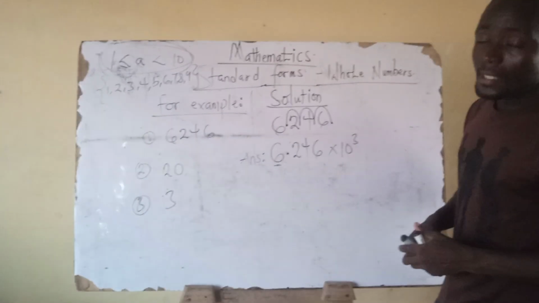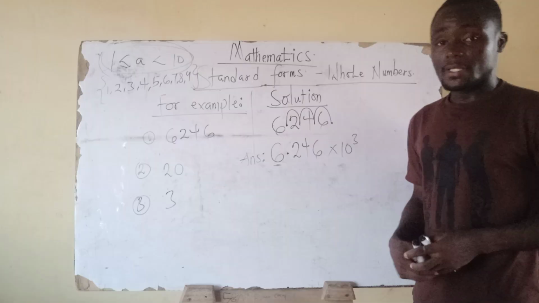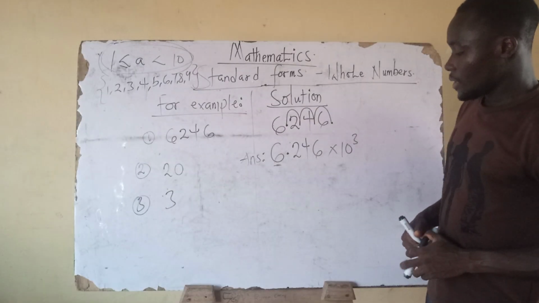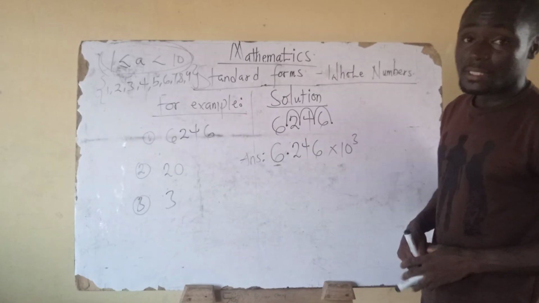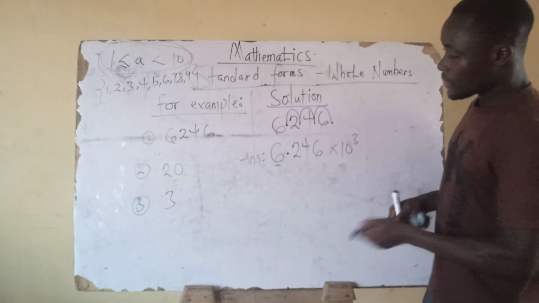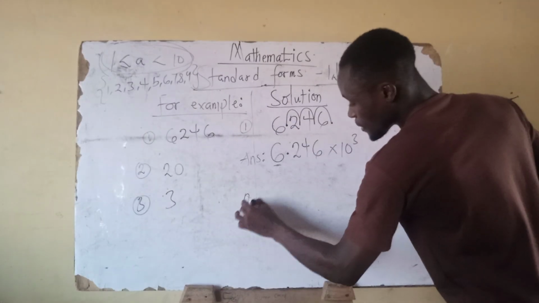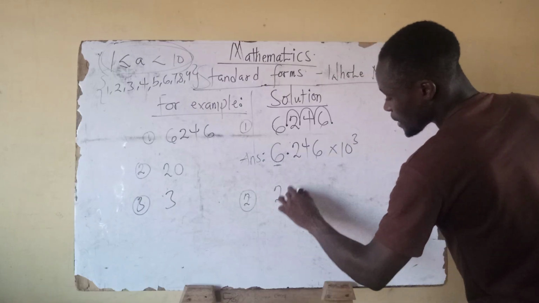The answer. Alright, so that is that. After you can try the rest on your own. Now when we continue with the process, this is how it is. So we are done with number 1. Let's do number 2. Number 2 is 20.